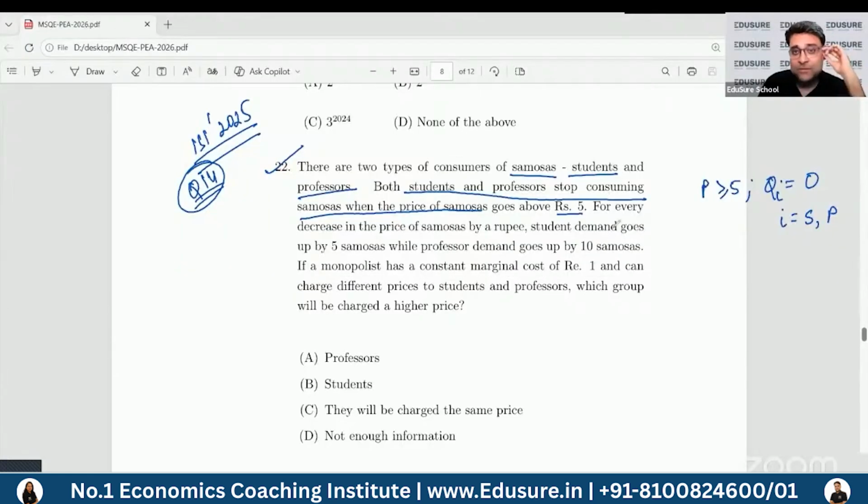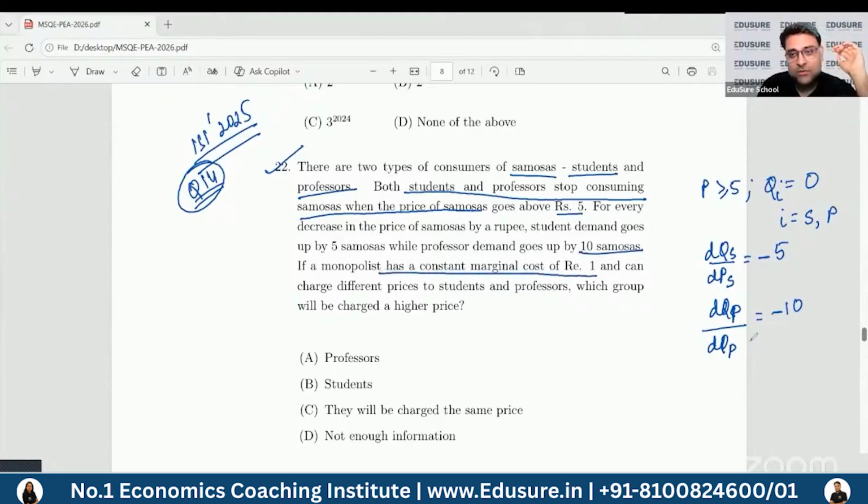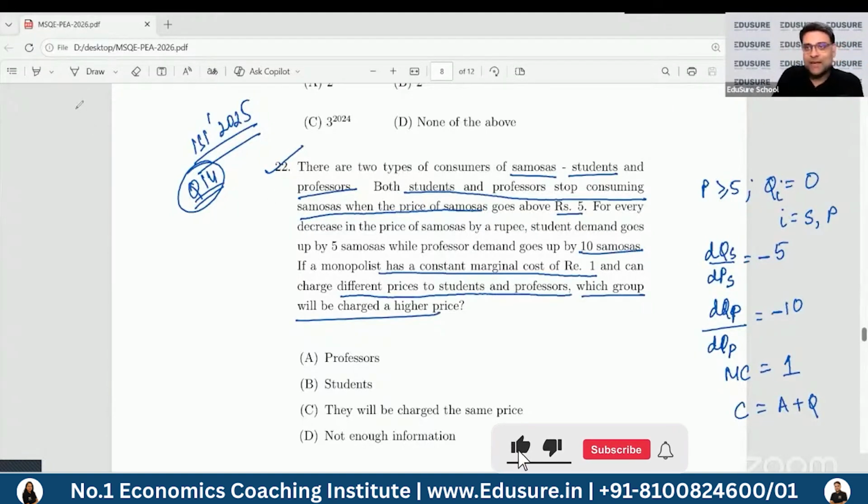For every decrease in the price of samosa by a rupee, the student demand goes up by 5. So dQS by dPS is basically minus 5. And similarly, dQP by dPP is equal to minus 10. Professor demand goes up by 10 samosas. If a monopolist has a constant marginal cost of rupee 1, and can charge different prices to students and professors, which group will be charged a higher price? So let's firstly find out the demand curve for the two.